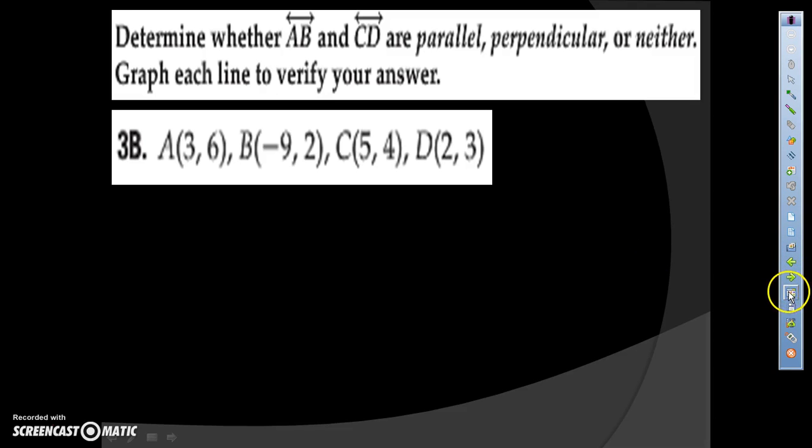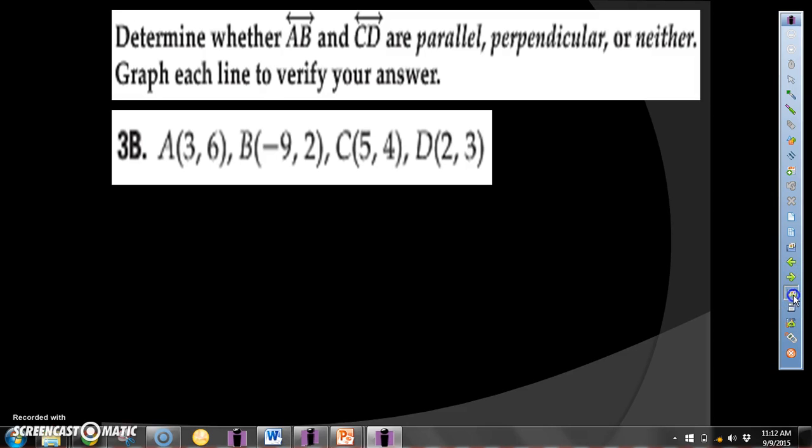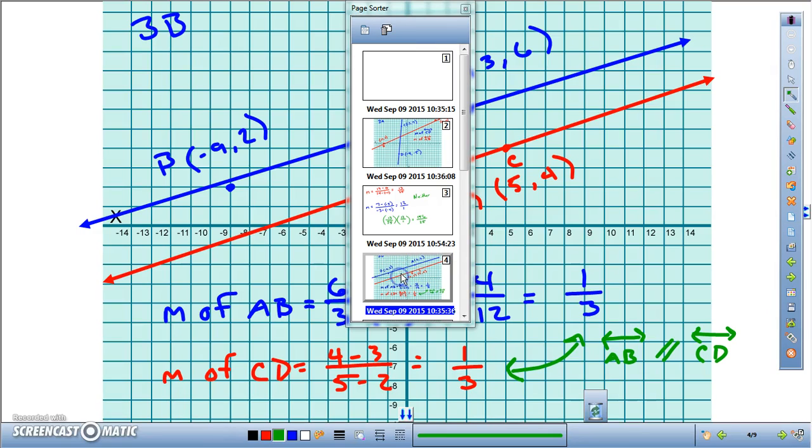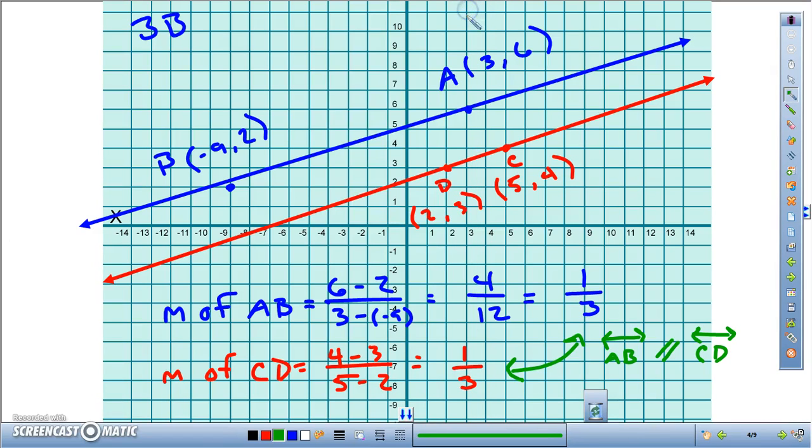All right, now that you have done that, let's check and see how your work matches up with mine. Okay, so here's what your graph should have looked like, or something similar to it. You've got AB with these 2 points, (3, 6) and (-9, 2), and CD with these 2 points. So when I graph this, I think, well, there's a good possibility they may be parallel. But like I said, we're human. We don't always do things exactly perfectly, so we need to check mathematically.